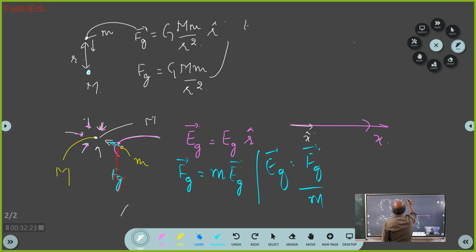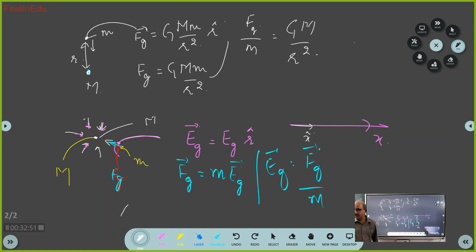Now here you see this Fg, what is Fg? Force on mass m. Hello, are you with me? If I divide it by m, this m, I will bring it here. Got it? Then this one is what? G M by r square. Got it? And this is Eg.